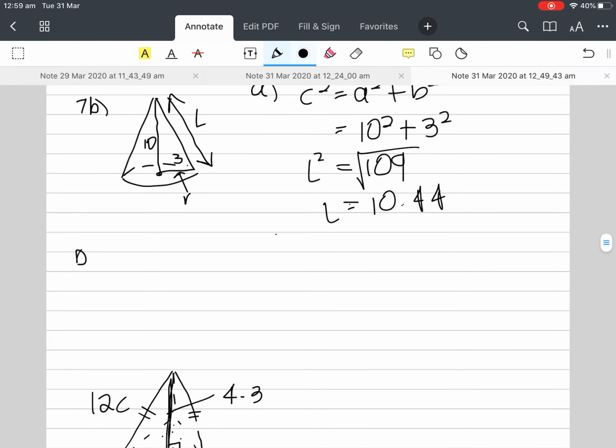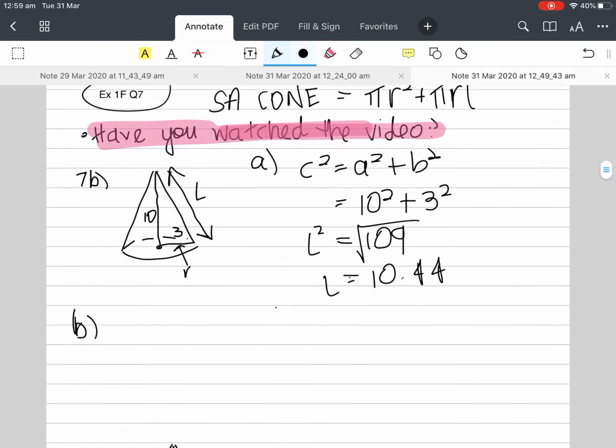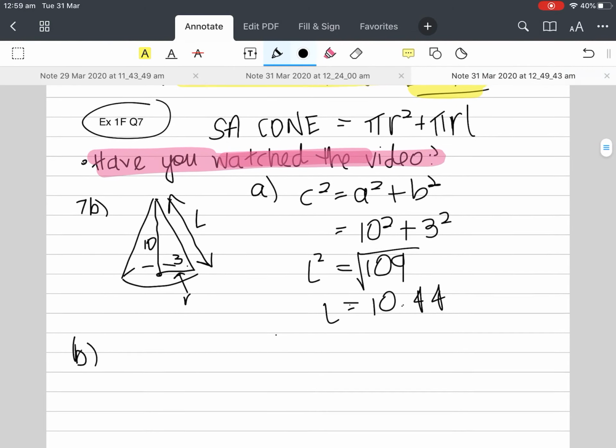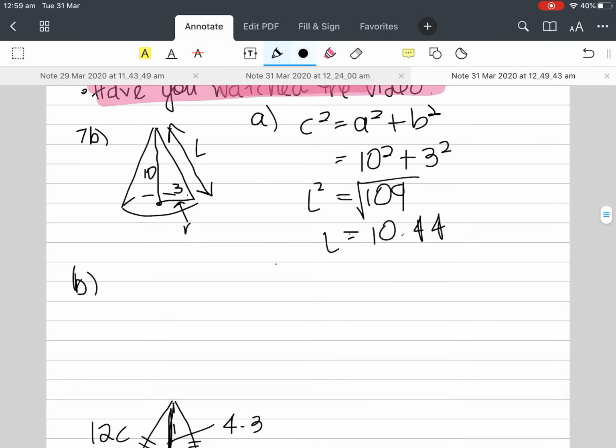Now question B wants the surface area of the whole thing. So I use my formula from up here, pi r squared plus pi r l. So I'm going to go pi times the radius squared, the radius is 3, plus pi times r, which is 3, times the new L that I found. Now remember, don't round that until you get to the very end, please.